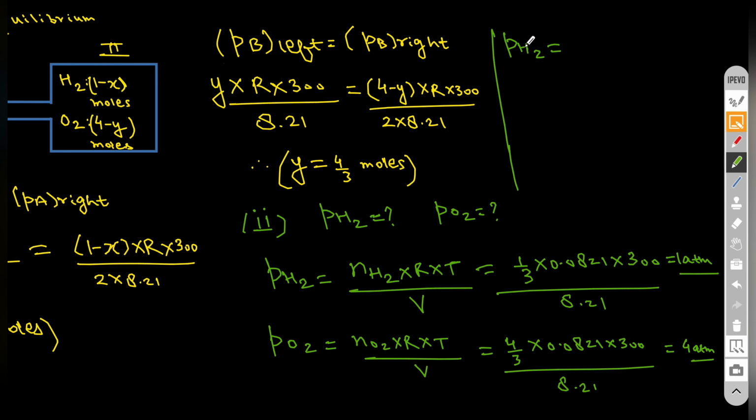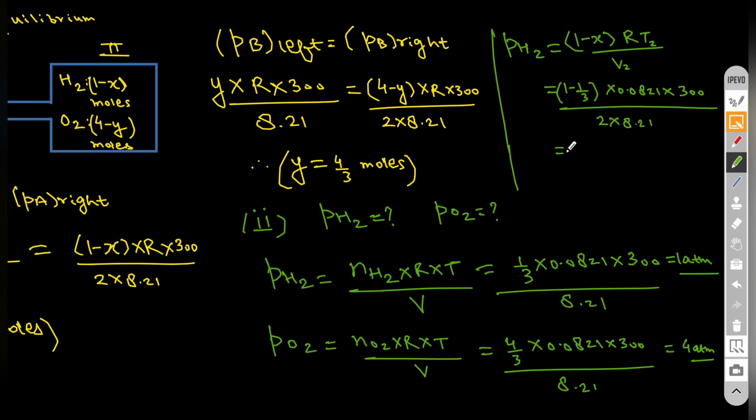So pressure of S2 on the right side will be 1 minus x multiplied by RT divided by V. Okay, so basically RT2 divided by V2. So 1 minus, what is the value of x? It is 1 by 3, 1 minus 1 by 3 multiplied by 0.0821. What is the temperature in the right container? 300, divided by the volume in the right container. It is 2 multiplied by 8.21. So on solving, we'll get 1 atm. Okay, so we can verify this. Similarly, we can solve for O2 gas as well.